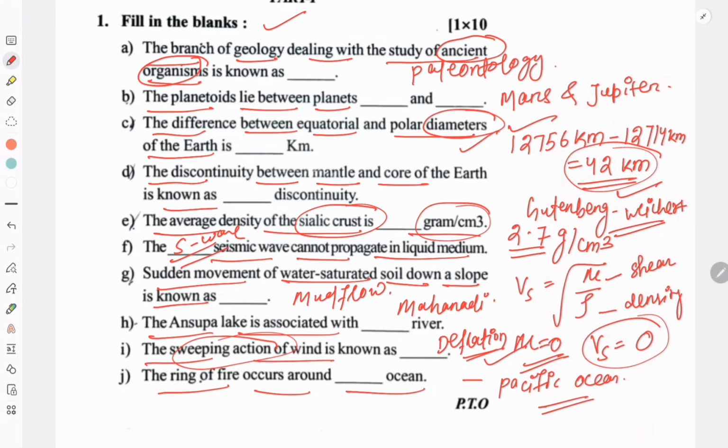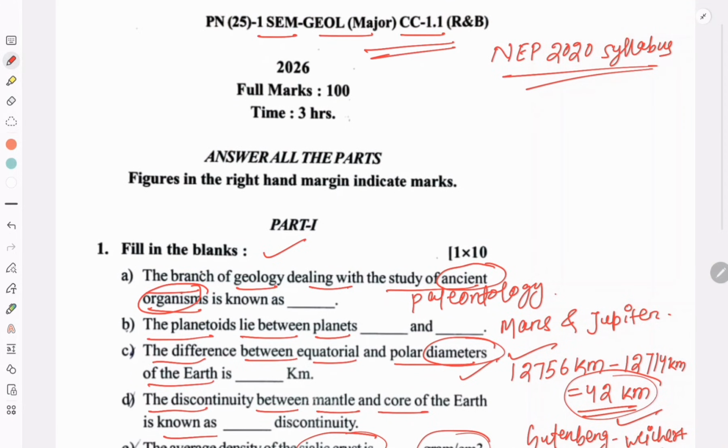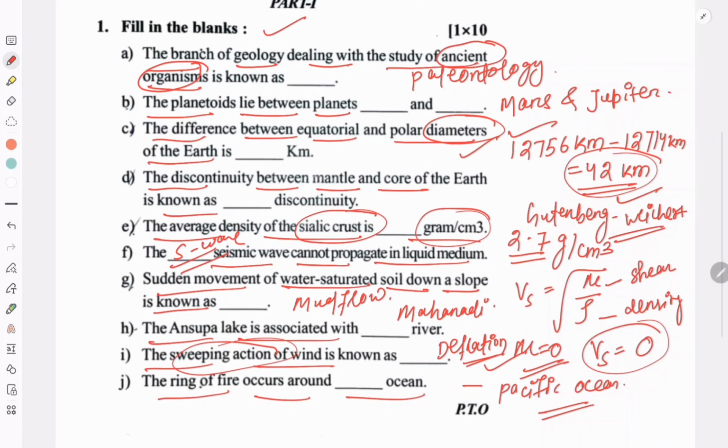So these are the questions from today's exam of paper Major CC 1.1. This is the detailed answers of all the questions. I hope all of you gave your best in the exam.